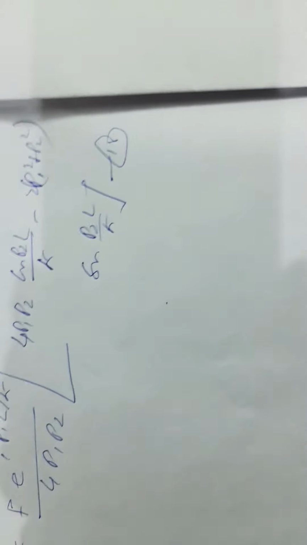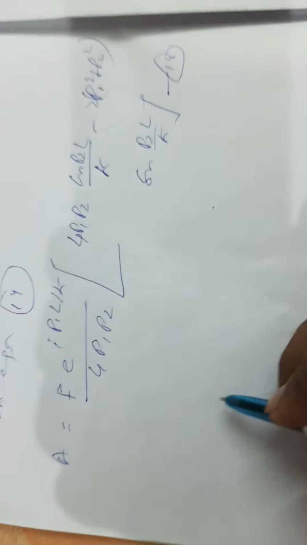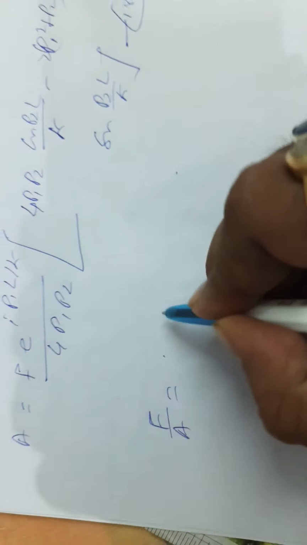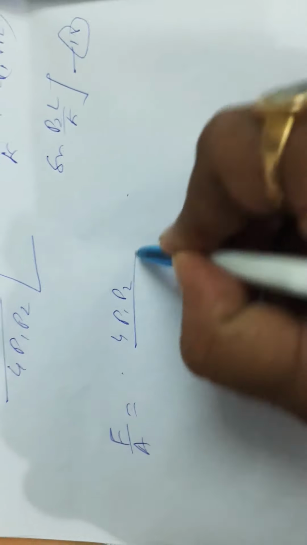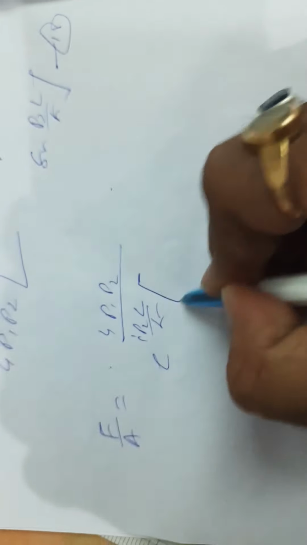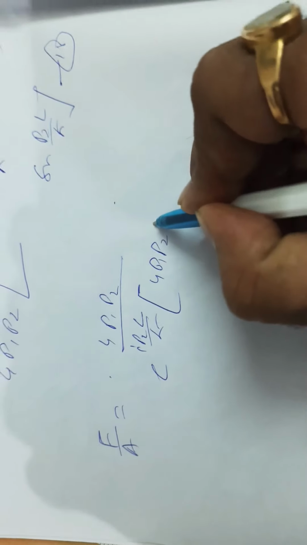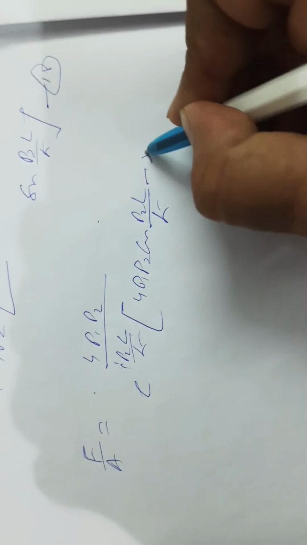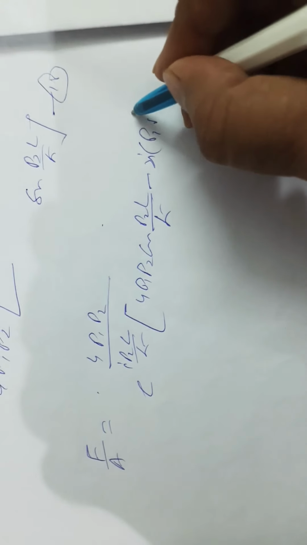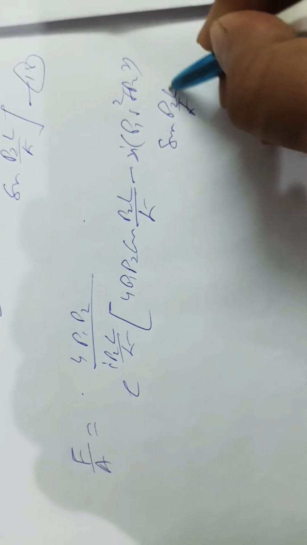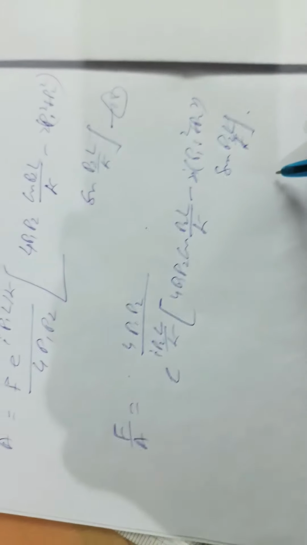Now we'll do a bit of calculation and write it like this. This value can be written like F by A. F by A is equal to 4 P1 P2 divided by e to the power i P2L by h cross, times 4 P1 P2 cos P2L by h cross minus 2i (P1 square plus P2 square) into sine P2L by h cross. Now this will be our equation number 19.